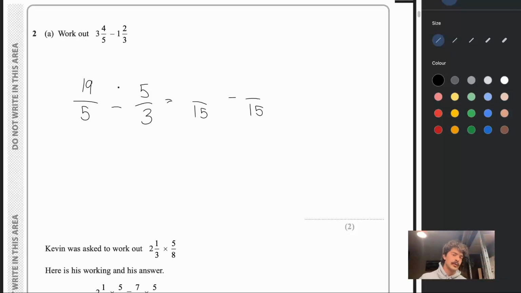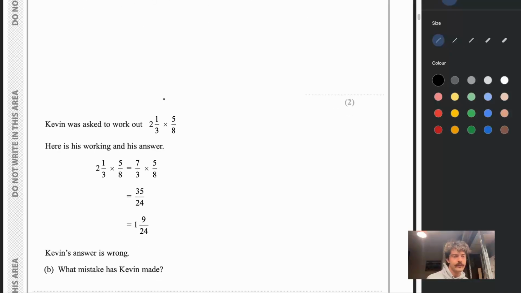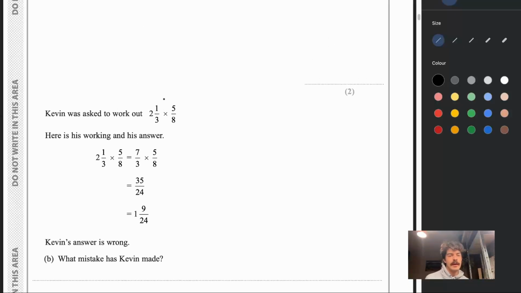So on the left, I'm going to multiply top and bottom by 3. So 19 times 3, maybe you want to do this off to one side quickly, but 9 times 3 is going to give us 27. And clearly the 10 times 3 is going to give us 30. Therefore we're left with 57. Cool. And then on the right, we're going to end up doing this one times by 5, so we end up with 25. As such, we end up with 32 over 15. And it doesn't specify here that they want it as a mixed number, so we can leave it as that. Excellent.